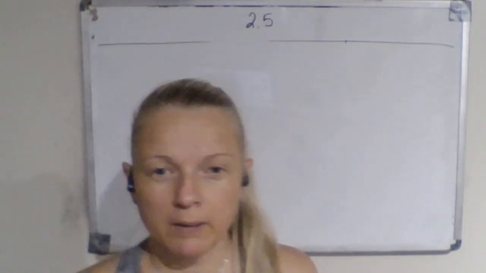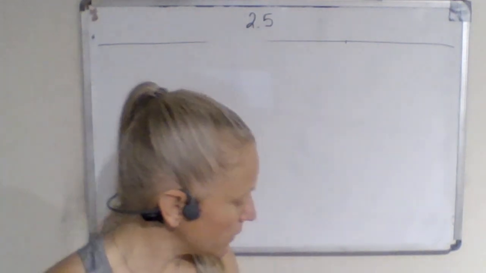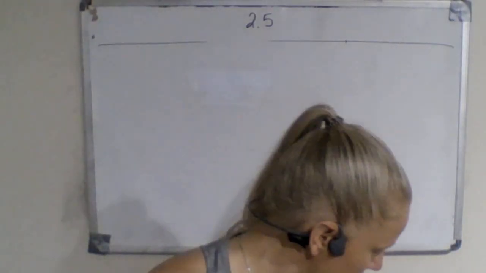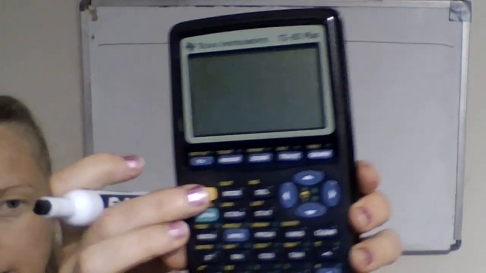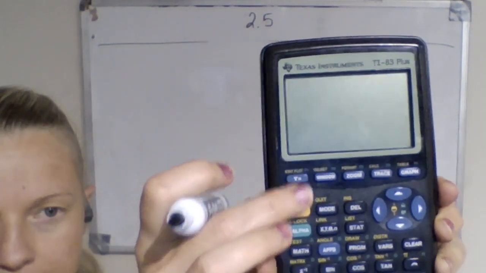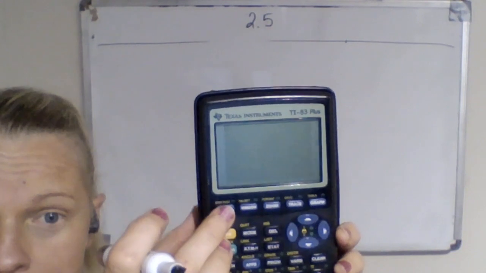So first things first, we want to learn how to turn on our plot so we can actually get those lines done. So let's remember how we did this. We're going to go second, right? Well, you're going to turn on the calculator first. It will help a lot.